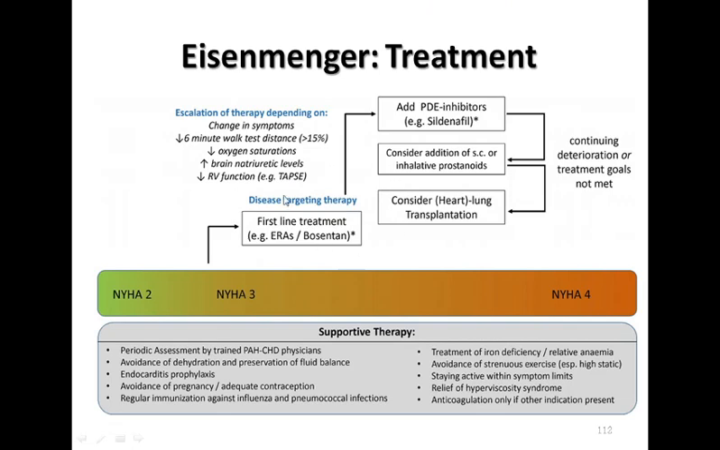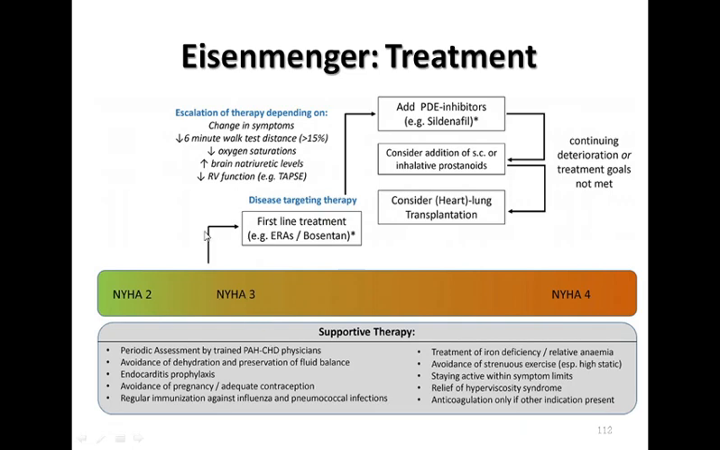Here, the Eisenmenger treatment summarization. The patient will start to develop heart failure symptoms from NYHA 2, 3, and 4, gradually worsening heart failure, and the patient can die. And what supportive therapy can you think about? Periodic assessment by trained cardiologists, avoidance of dehydration and preservation of fluid balance, endocarditis prophylaxis, evaluation for pregnancy, adequate contraception, regular immunization against influenza and pneumococcal infection, treatment of iron deficiency and relative anemia, avoidance of strenuous exercise, especially high static, staying active within the symptom limit, relief of hyperviscosity syndrome, anticoagulation only if another indication is present.